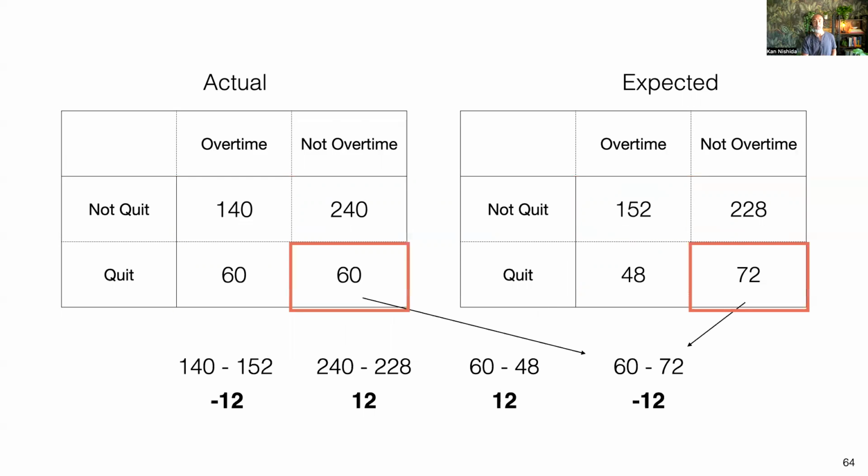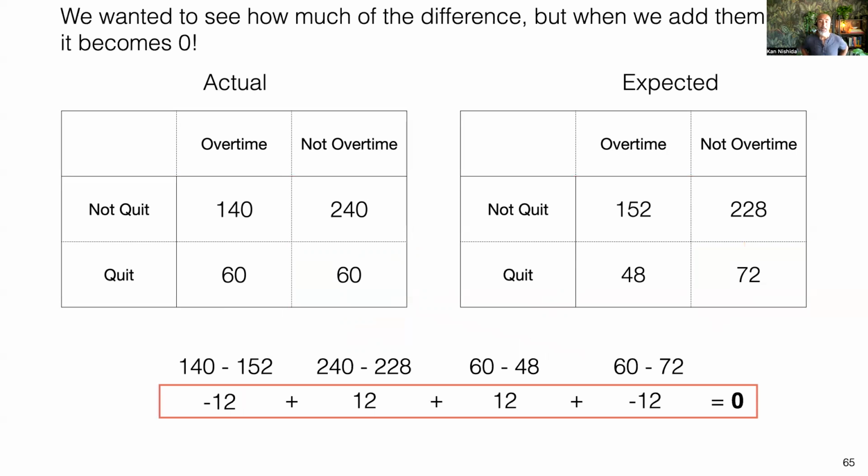The last one is no overtime and a quit. And we get somehow the same kind of number: minus 12, 12, 12, minus 12. Then we want to combine these. We want to add them up to say, hey, these are the differences. The problem is that when you add them up, it becomes 0.